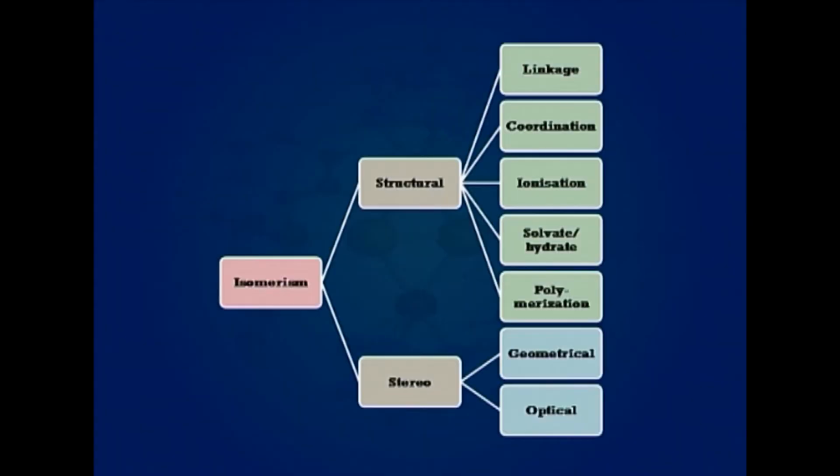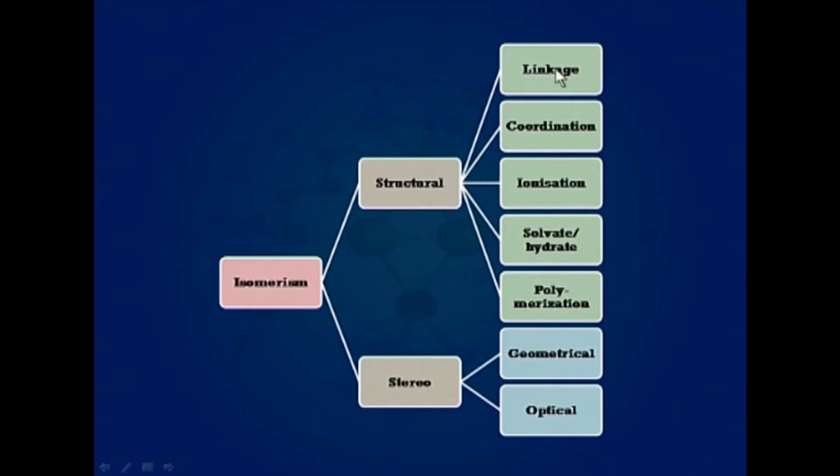So, let us recall what are isomers. Isomers are two or more compounds that have the same chemical formula, but a different arrangement of atoms. Two principal types of isomerisms are known among coordination compounds: structural isomerism and stereoisomerism, which is also known as spatial isomerism, each of which can be further subdivided. Here you can see isomerism can be subdivided in two parts, structural isomerism and stereoisomerism.